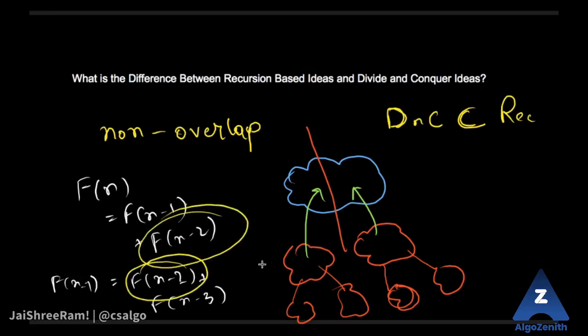So in divide and conquer, we mostly have non-overlapping subproblems, and if we can reconstruct the solution of the original problem from the non-overlapping subproblems, then we are good to go and use DNC. Okay, so that's all for the divide and conquer idea.